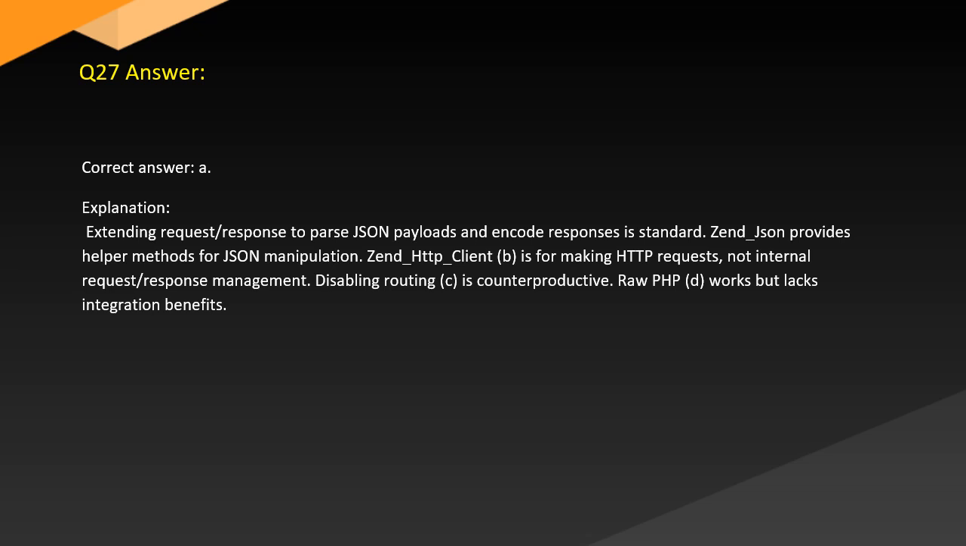Answer. Correct answer A. Explanation. Extending request and response to pass JSON payloads and encode responses is standard. Zend JSON provides helper methods for JSON manipulation. HTTP client, B, is for making HTTP requests, not internal request-response management. Disabling routing, C, is counterproductive. PHP json_encode, D, works but lacks integration benefits.